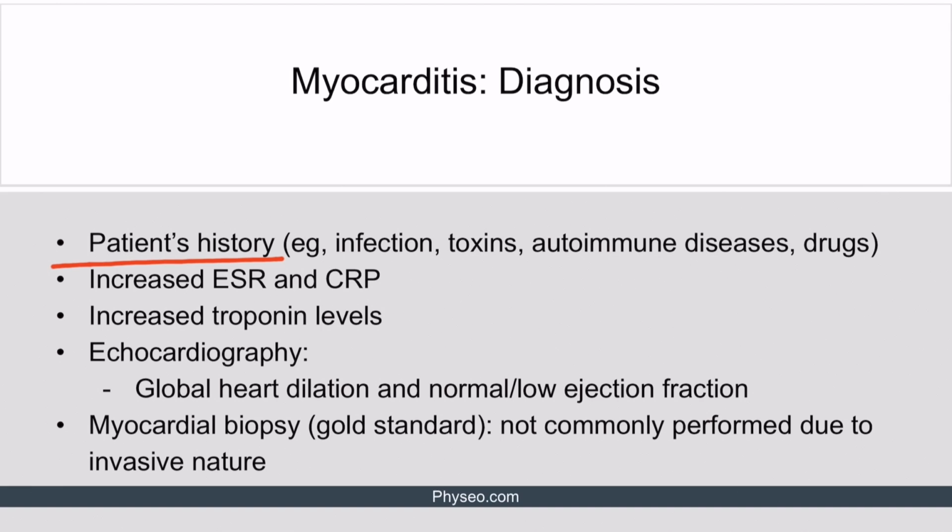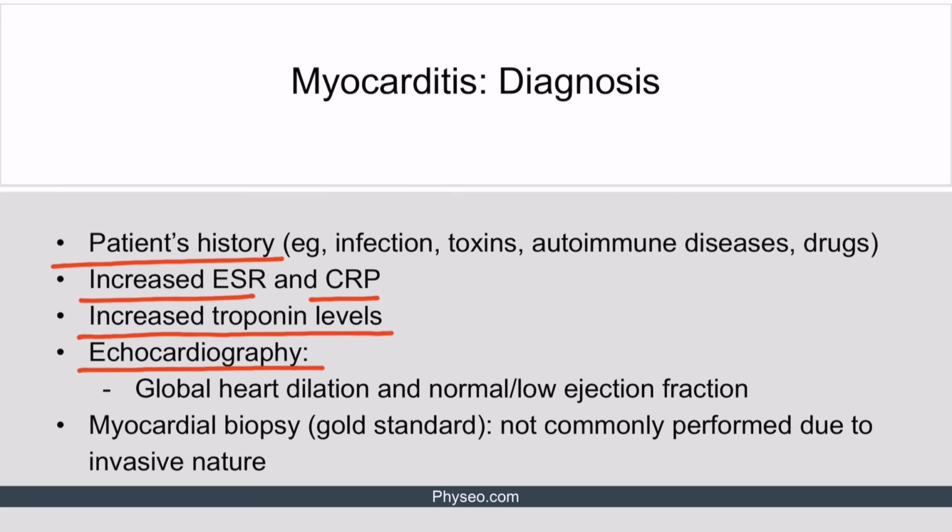Erythrocyte sedimentation rate, ESR, and C-reactive protein, CRP, will be elevated as nonspecific signs of inflammation. Troponin levels are often severely elevated due to myocardial necrosis. Echocardiography may reveal global heart dilation with or without a decrease in the ejection fraction, depending on the severity of myocarditis and the extent of myocardial injury.